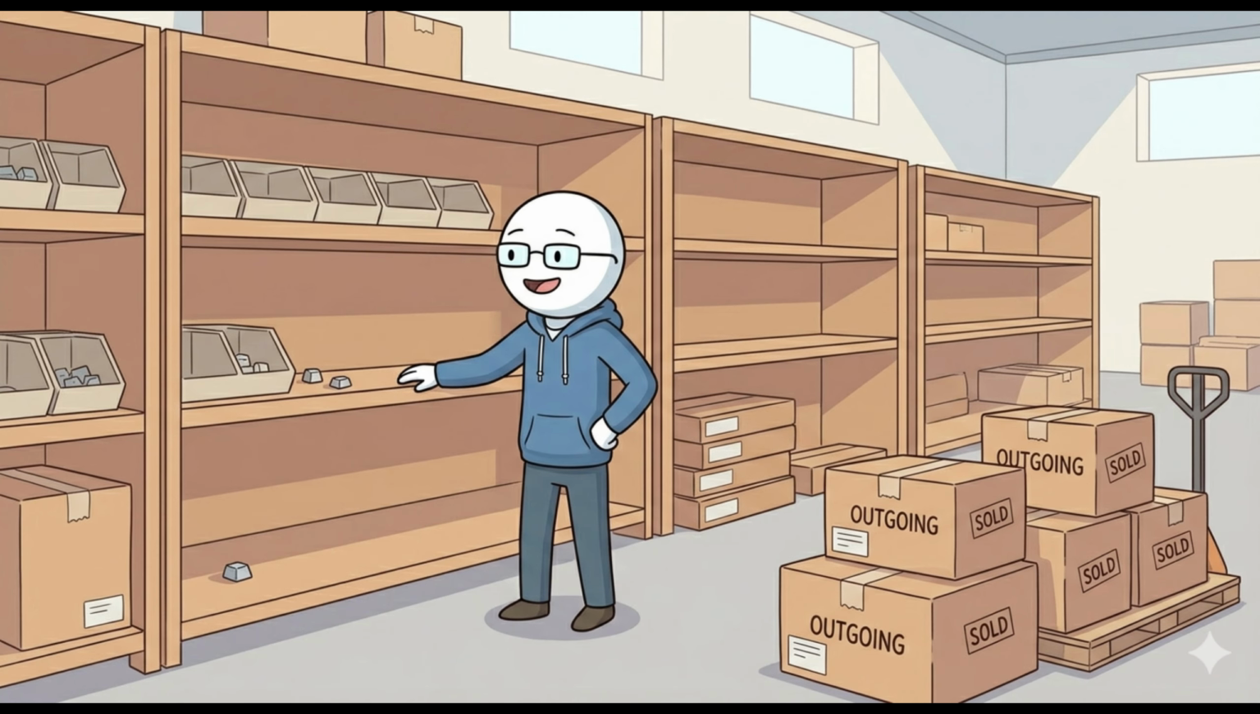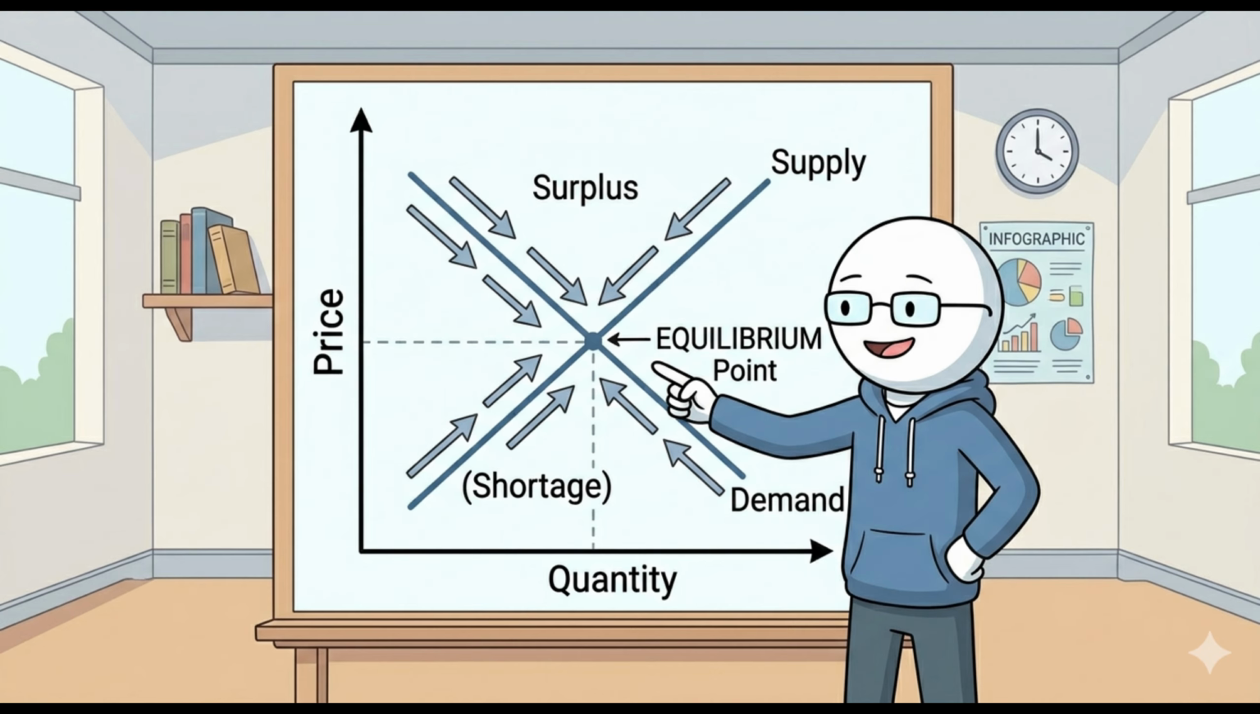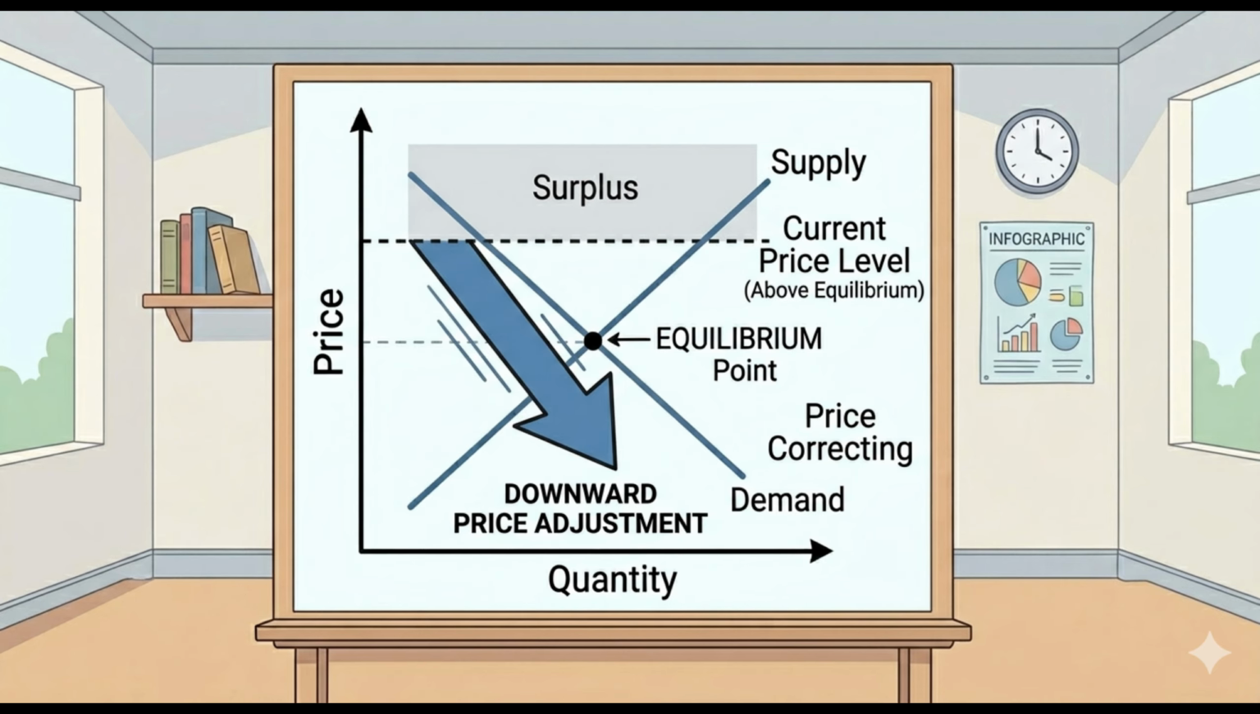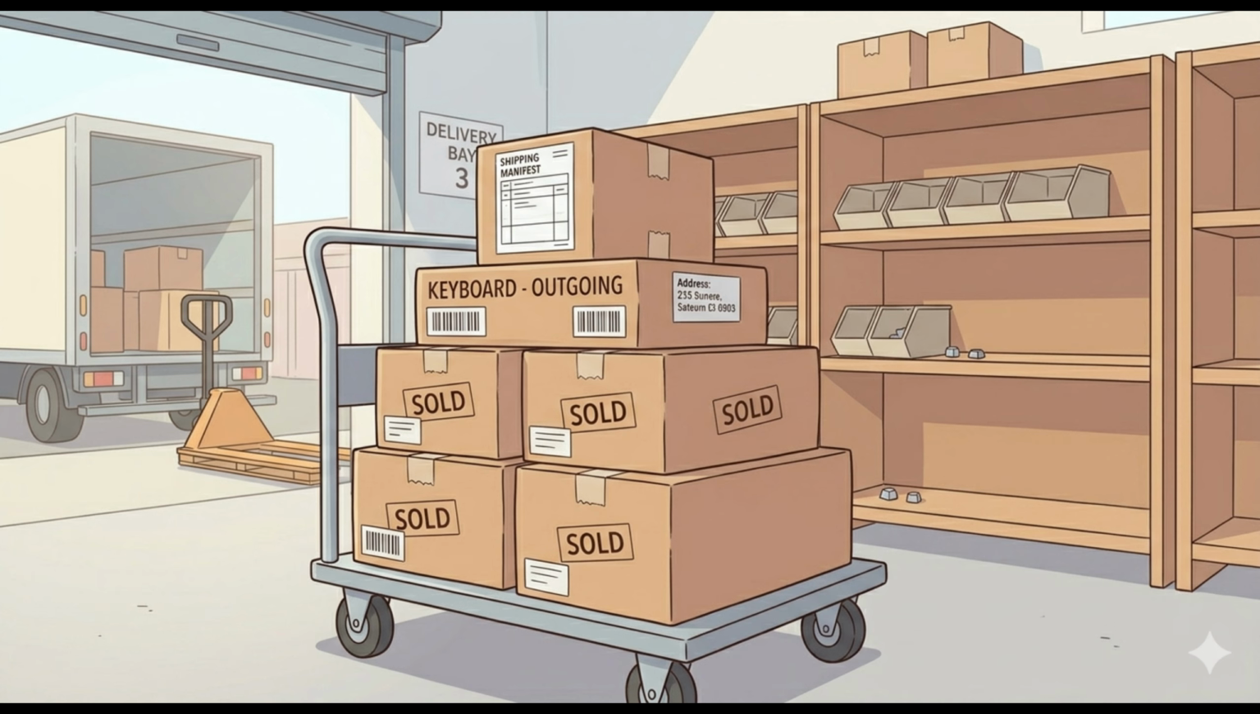To clear out this excess stock, John and his competitors have a rational incentive to lower their prices. As they cut prices, the quantity demanded increases because the keyboards are now cheaper, and the quantity supplied decreases because it's slightly less profitable to build them. This downward movement continues until the price reaches the equilibrium of $200, where the surplus finally disappears.